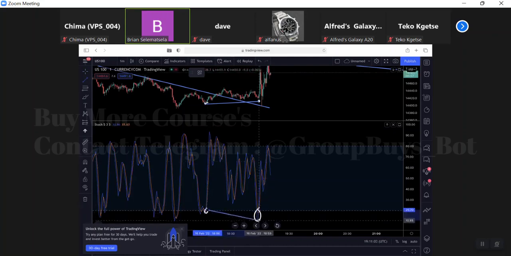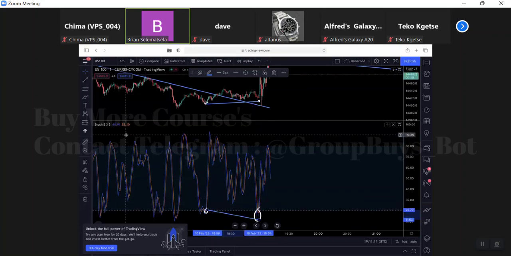Of course, the last thing that you confirm with your divergence is the crossing over between the two lines inside the stochastic. The settings of the stochastic that we use are 5, 3, 3.